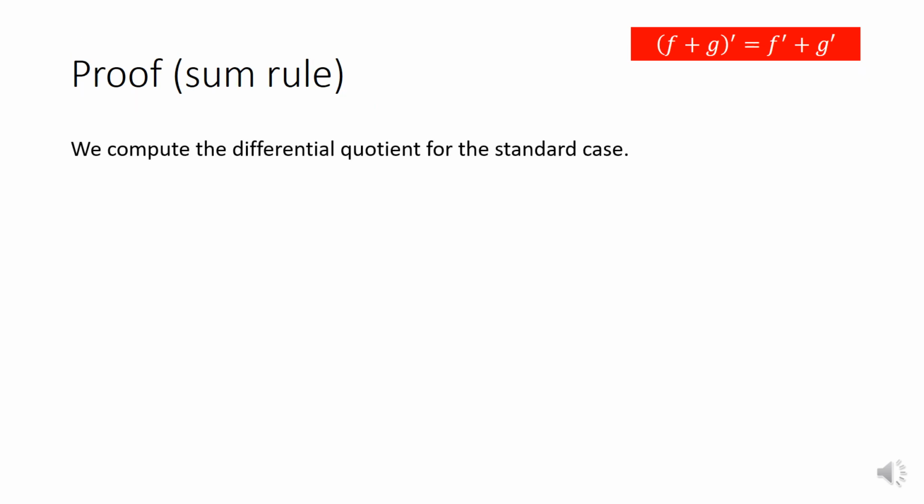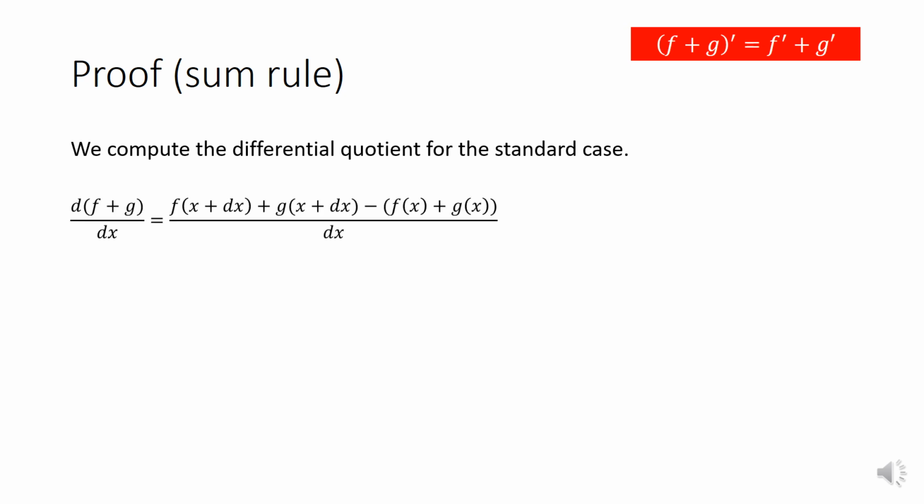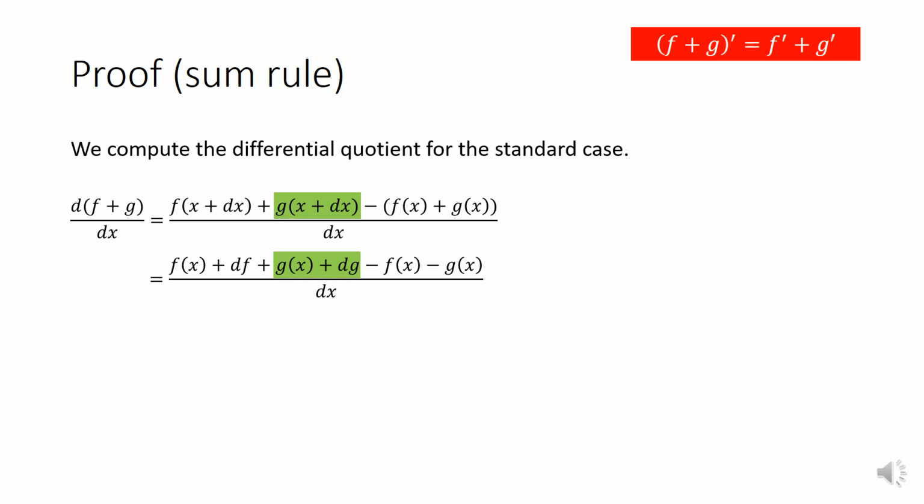To prove the sum rule, we compute the differential quotient for the standard case. The numerator is f of x plus dx plus g of x plus dx minus the sum f of x plus g of x. We now use that f of x plus dx is equal to f of x plus df and g of x plus dx is equal to g of x plus dg. Then the summands f of x and g of x are cancelled out by the corresponding negative terms, leaving df over dx plus dg over dx.